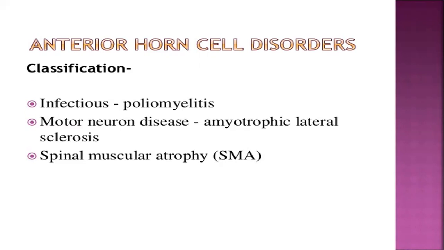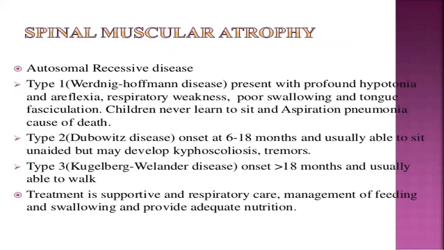Classification of anterior horn disorders: they are classified as infectious causes, which result in poliomyelitis, and motor neuron diseases like amyotrophic lateral sclerosis and spinal muscular atrophy. Let's talk about spinal muscular atrophy. This is an autosomal recessive disease. Type 1 is also known as Werdnig-Hoffmann disease, which presents with profound hypotonia and areflexia, respiratory weakness, poor swallowing, and poor tongue articulation. Children never learn to sit, and aspiration pneumonia is the cause of death in these children.